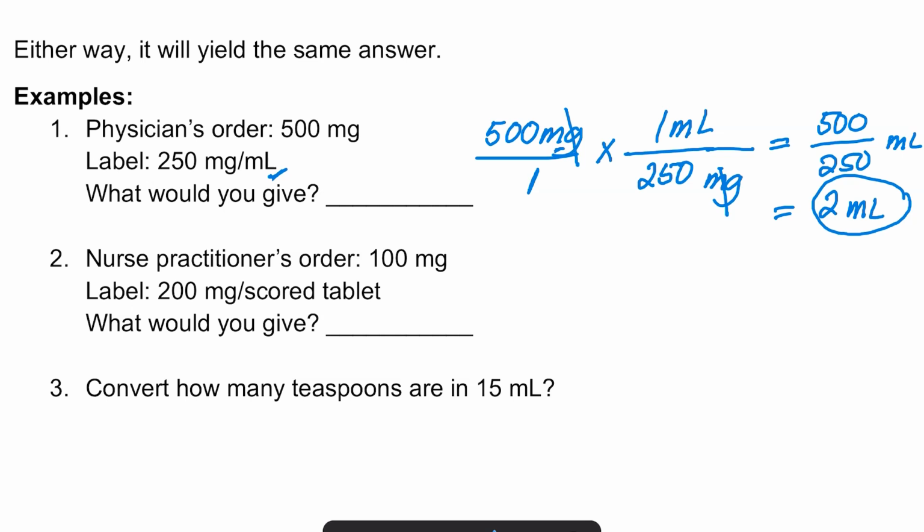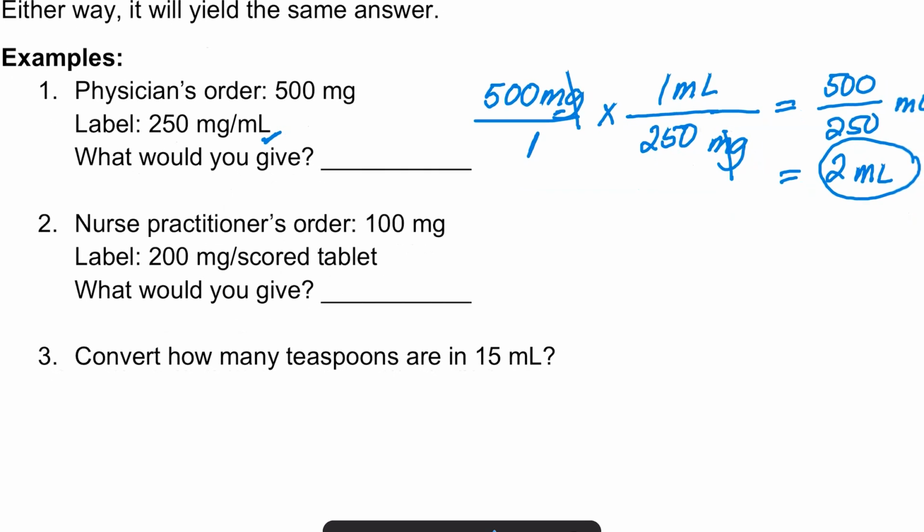All right, so let's go over the next example. The order is 100 milligrams of a medication. Now the label says there's 200 milligrams per tablet. It's a scored tablet, so we know that we can actually cut it in half. So what would we give? How much do we give to the patient? So again, set it up the same way every time, and that way you're consistent.